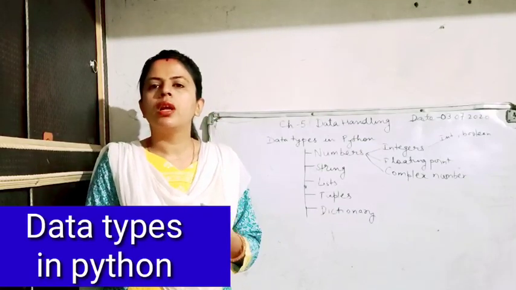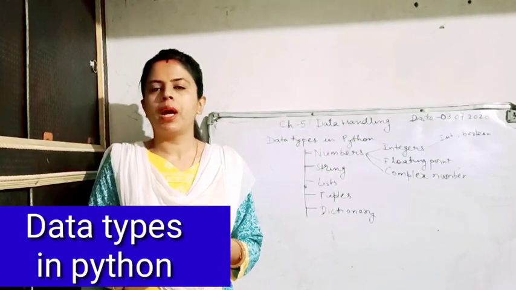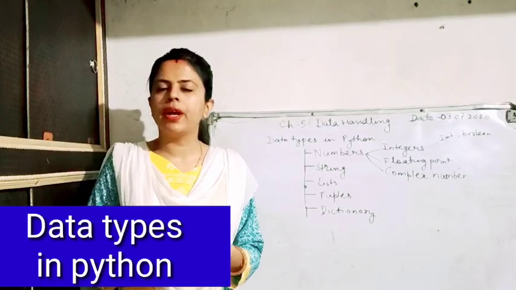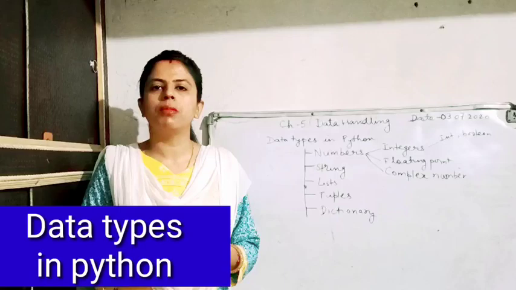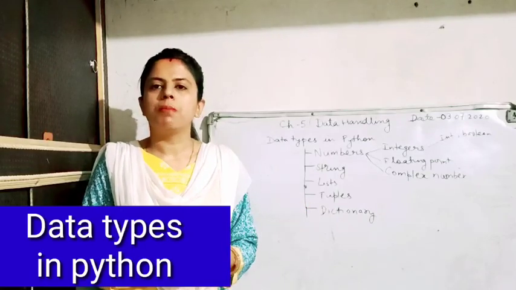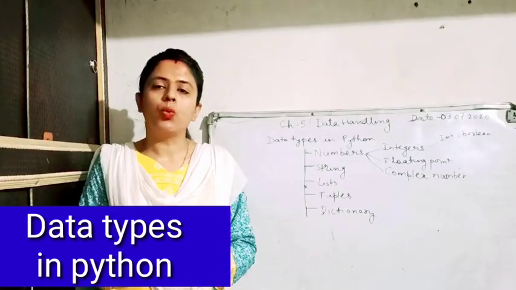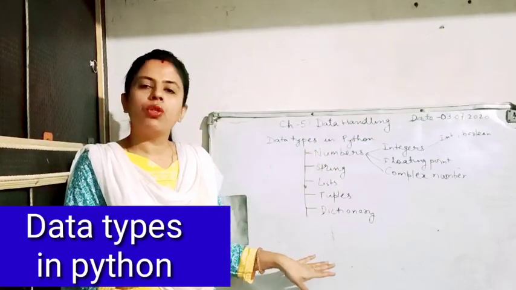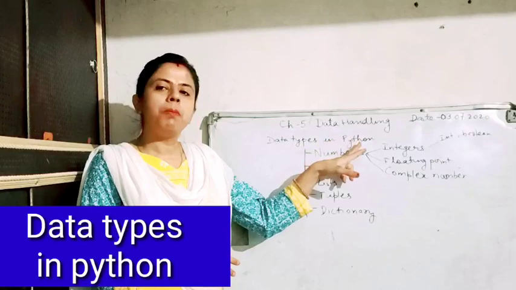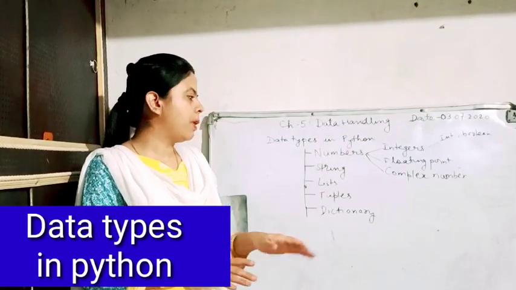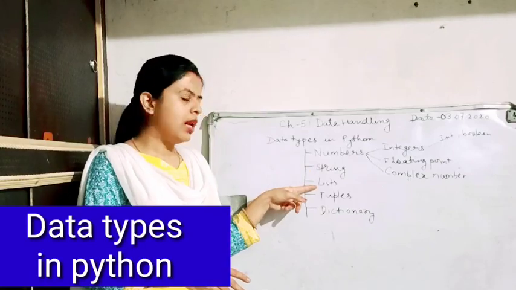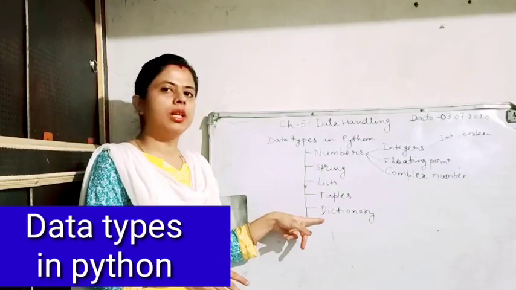So as we have already learned, students, about the data types in Python in the previous chapter, but I will tell you a few more data types like the complex number and some other data types in Python which we can use while doing the program. So you can see here that I have written on the board data types in Python. There are different kinds of data types in Python. First of all, we'll look into numbers, string, list, tuples and dictionary.